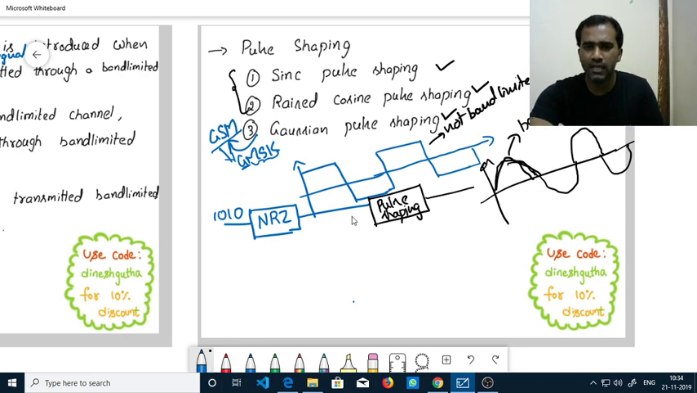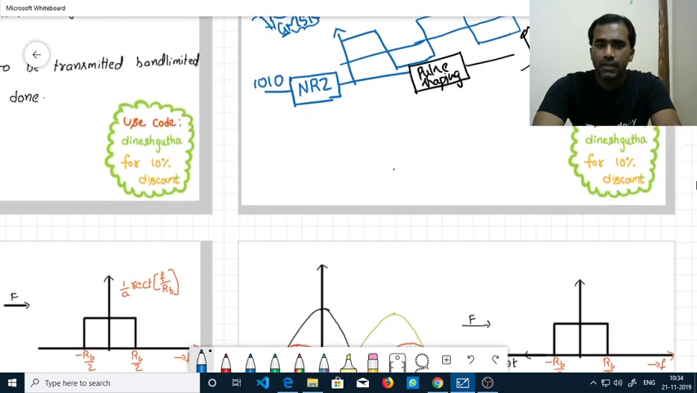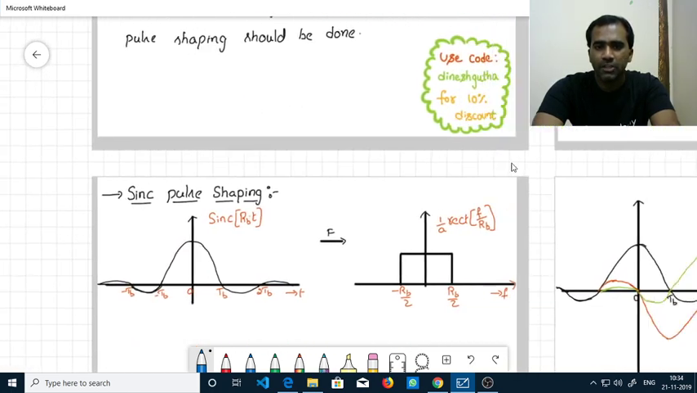The only thing we can understand is that the pulse used in Gaussian pulse shaping will have a Gaussian shape. They cannot ask you any numerical on it because nobody has mentioned any formulas or bandwidth formulas for Gaussian pulse shaping. They have given formulas for sync pulse shaping and raised cosine pulse shaping, so we're going to discuss these two in detail. In previous question papers of GATE and ESE, lots of questions were asked based on these two pulse shapings. So let us start talking about sync pulse shaping.